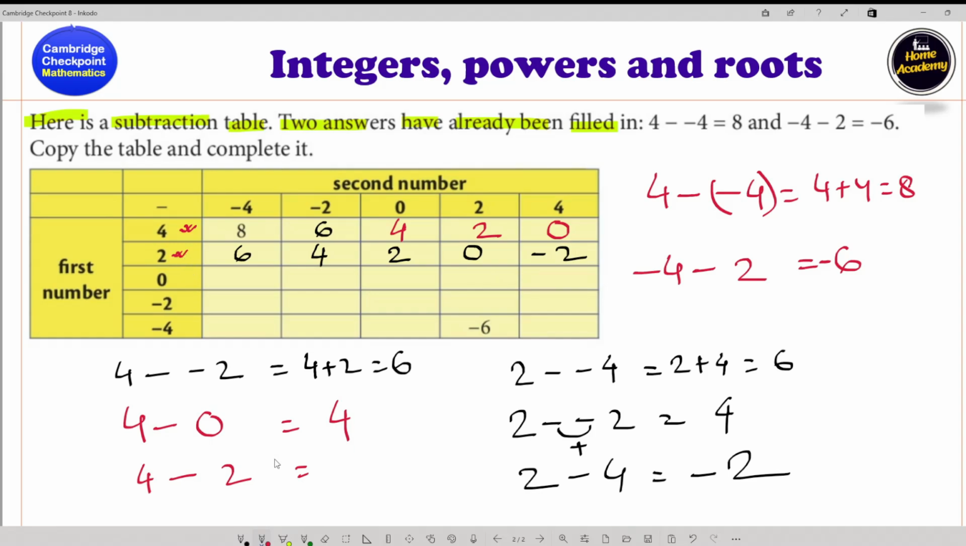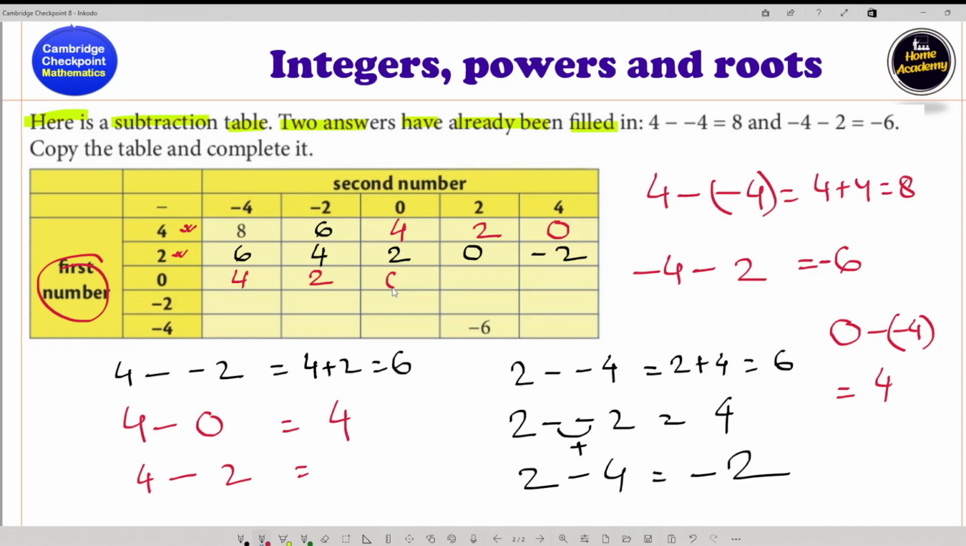So we are trying to solve the first column. This is the first number, and here is the second number. Now look, 0 minus minus 4. So what will be the answer? 0 then minus minus 4. So this is only 4, right? So we will write here 4, then 0 minus minus 2. So minus and minus is plus, here is 2.